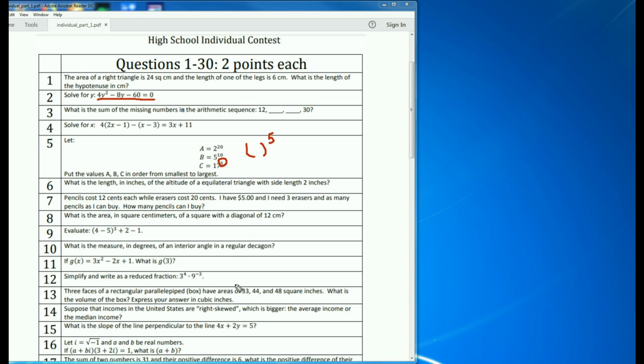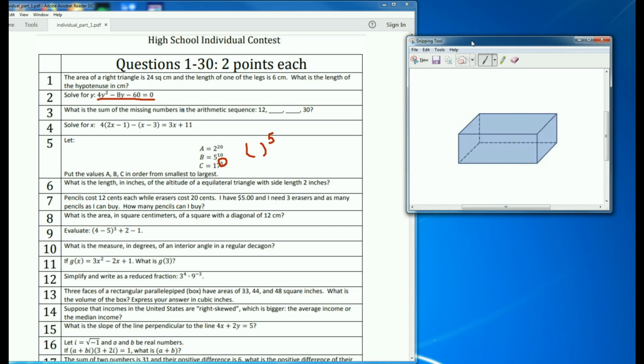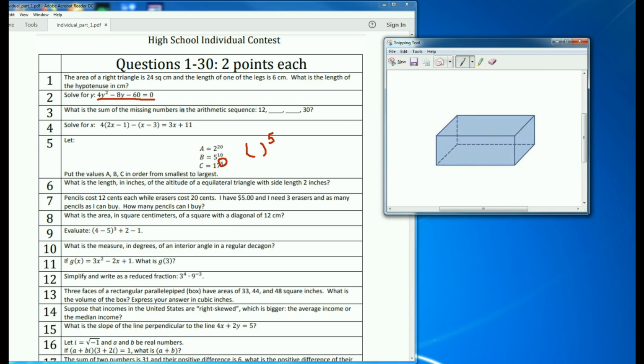Okay, let me jump down to number 13. So you have the areas of 3 of the 6 sides. What is the volume? You do not want to try to figure out the measurements of the sides. What you want to do, let me drag a picture over here. So let's say here is our rectangular prism, and we just say we have 3 sides. We'll call it A, B, and C.